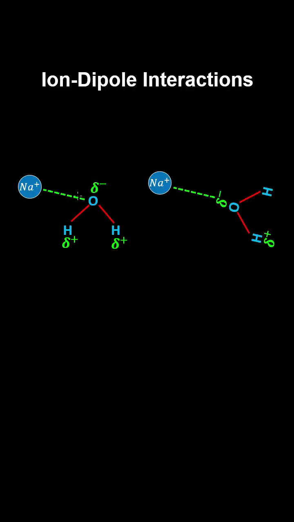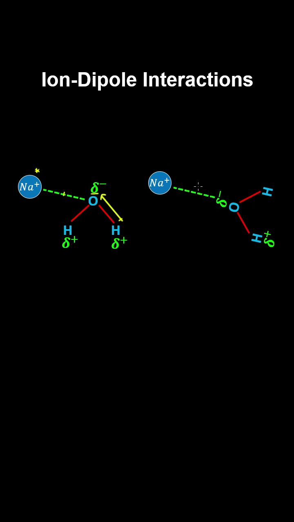Ion-dipole interactions are strong types of attractions between ions and polar molecules, and these are stronger than dipole-dipole forces, because you have a loss of an electron, which gives an atom a full charge, compared to dipole-dipole interactions, where the electrons spend more time around the particular atom, so you get a partial charge.